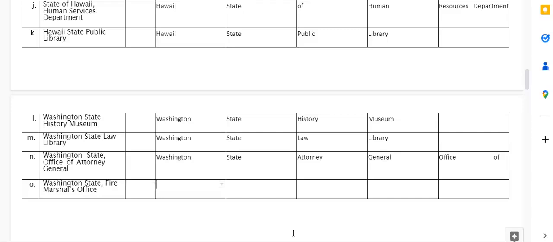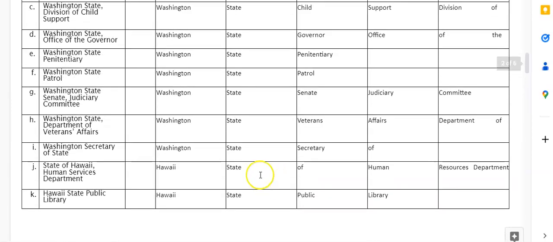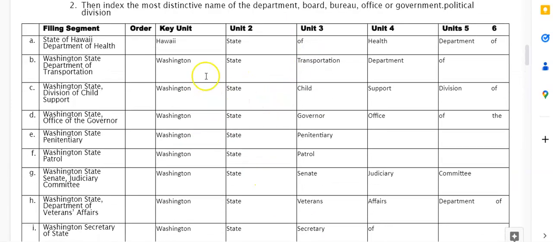Okay, so for this final one, Washington State Marshal's Office. Washington is our key unit. State is Unit 2. Fire is Unit 3. Marshals is Unit 4. And Office is Unit 5. Once you have all of those, you would alphabetize them as we normally do, according to key unit. And then we go to our second, third, fourth, and fifth or sixth if we need to.